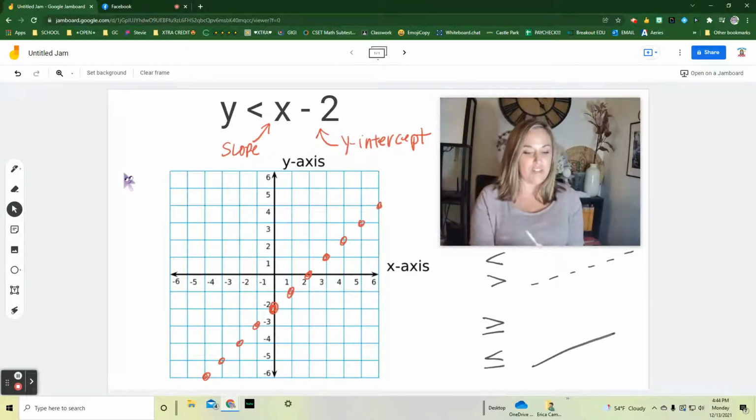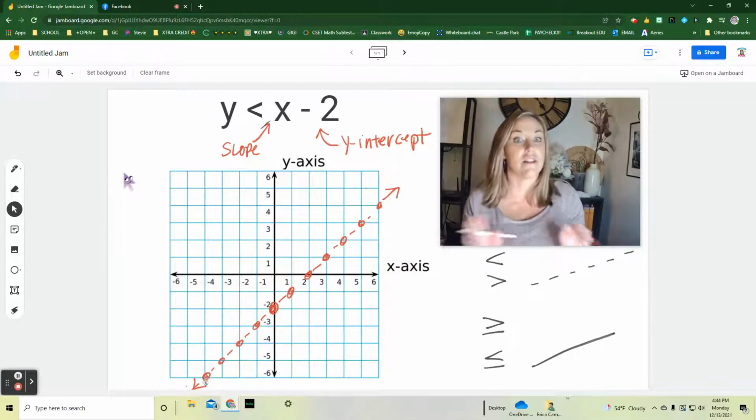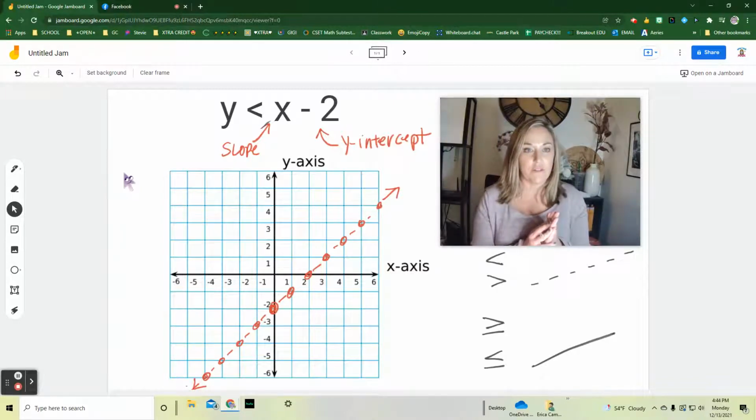So I always say solid line underneath, solid line on the graph. Okay, so here you can see that we have just a regular less than symbol, and therefore it's going to be a dotted line when we're putting it on our graph. So let's actually do a dotted line here. And that means that if an ordered pair is on the dotted line, it's not a solution. If an ordered pair is on a solid line, it is a solution.